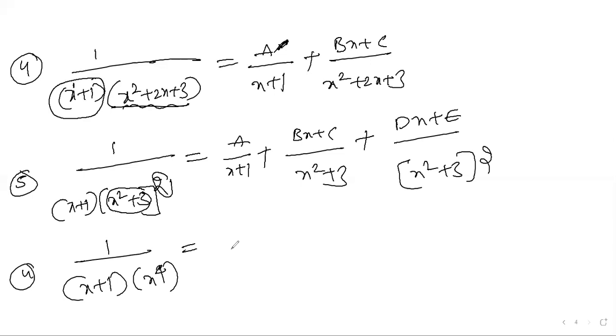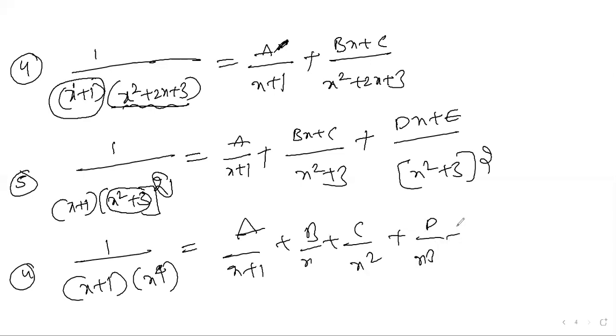1 by x plus a by x plus 1, and b by x and c by x square, d by x cube plus e by x power 4. Okay, this is clear? Yes, right?